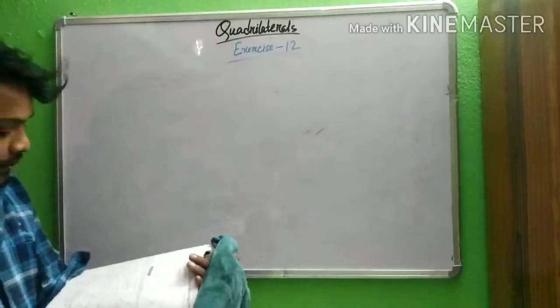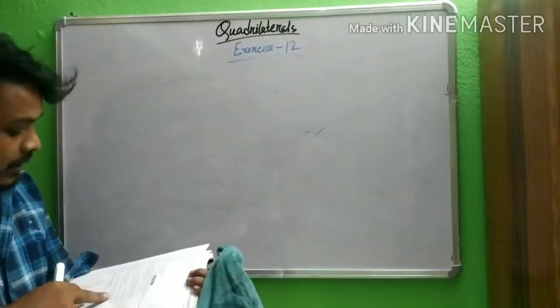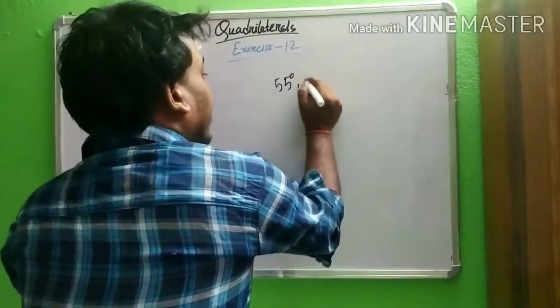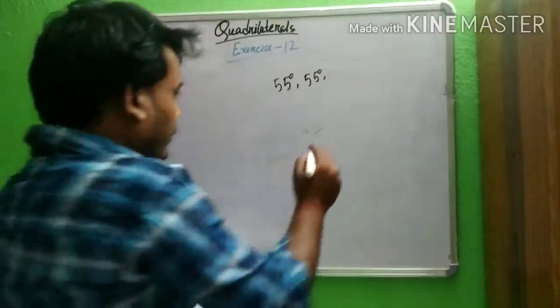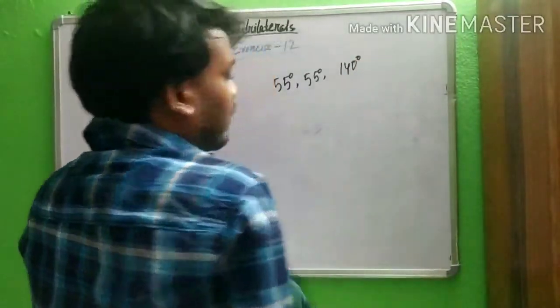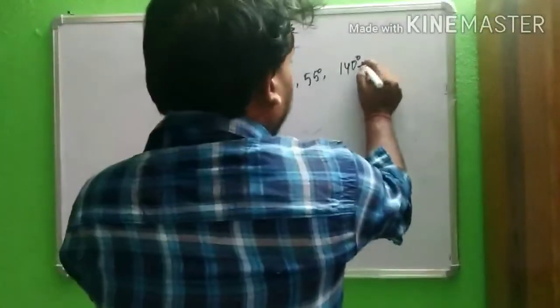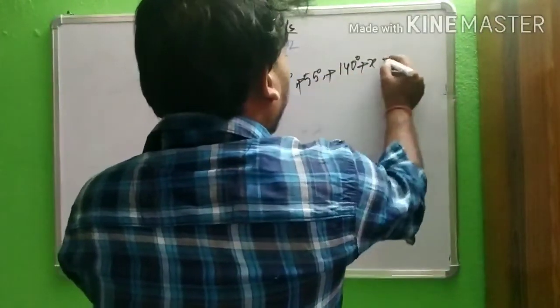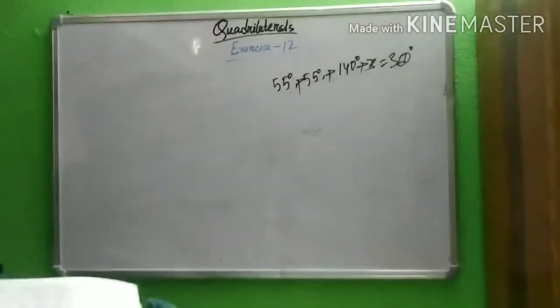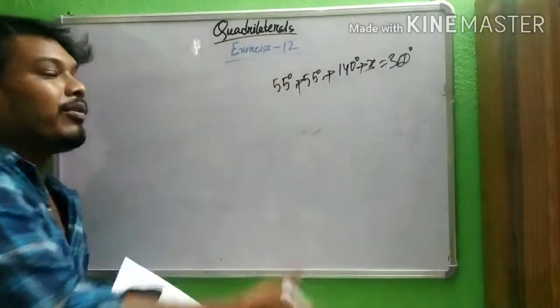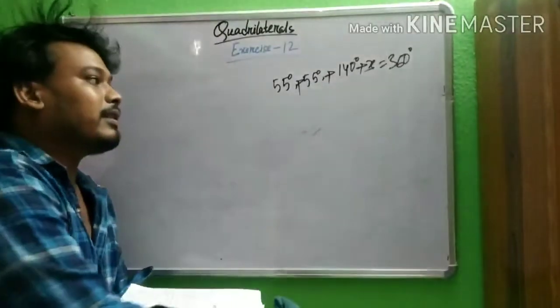Next, question 6. Two angles of a quadrilateral measure 55 degrees each. So 55 is given for two angles, and the third angle is 140 degrees. Find the fourth angle. So let the fourth angle be x, then by the angle sum, the sum of all angles equal to 360. From here we get the value of x. Very easy. So find the value of x. It is your homework or your task.